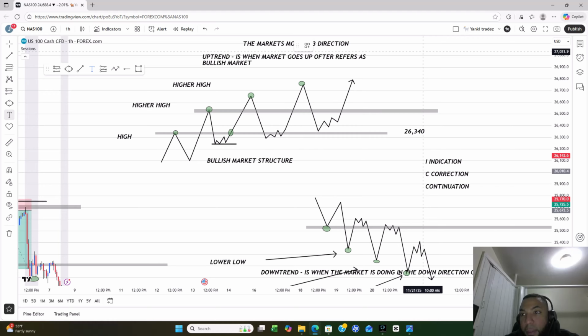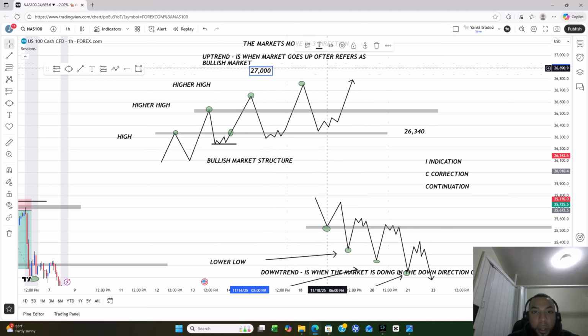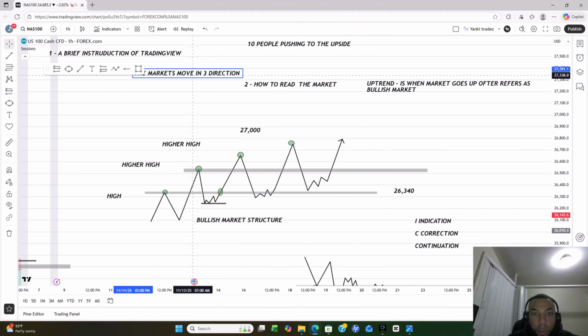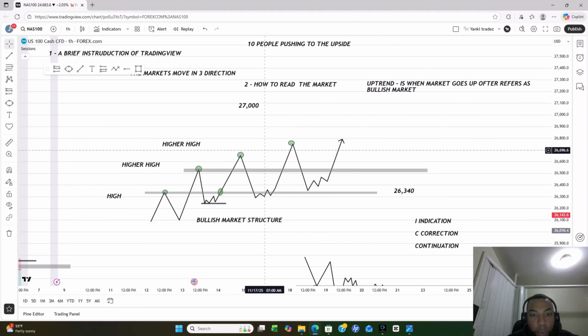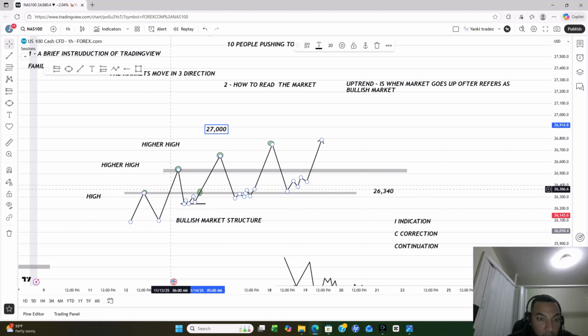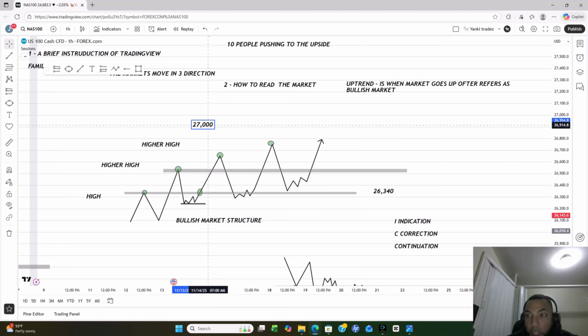Let's say they think that the market is going to 27,000. From here, some people, when they trade the indication, think that the market is going to 27,000, right? Boom. In trading, that's not the case. That's not how we do it. That's why we most of the time make our money.